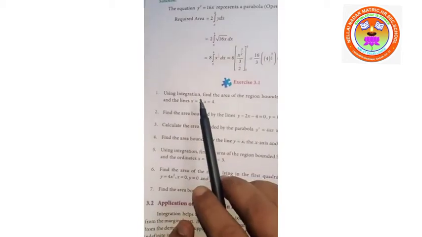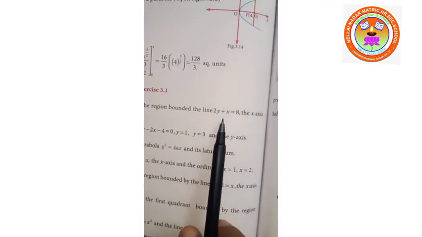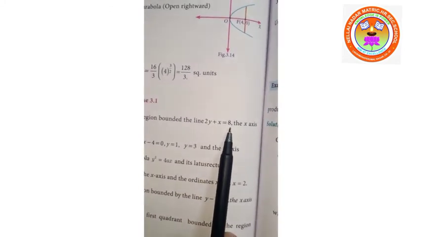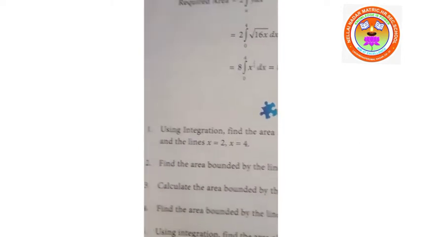Here is the question, listen all of you. Using integration, find the area of the region bounded by the line 2y plus x equals 8, the x-axis, and between the lines x equals 2 and x equals 4.